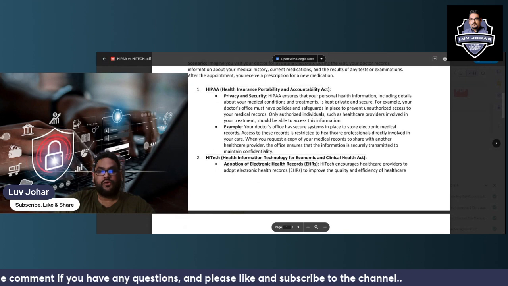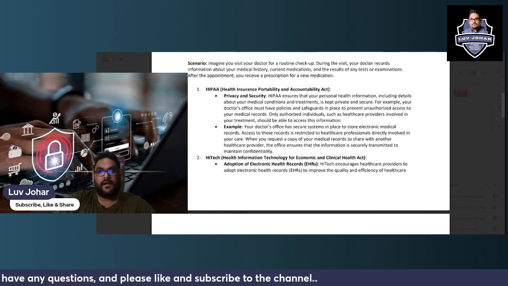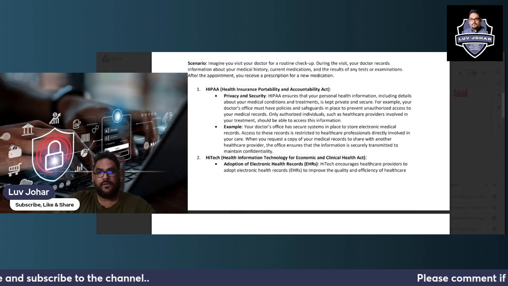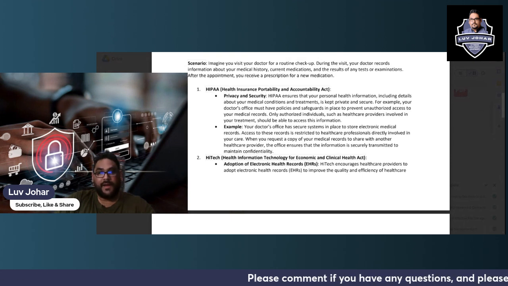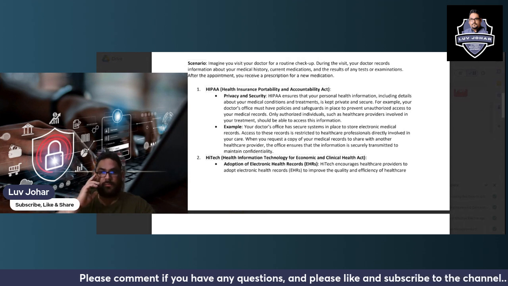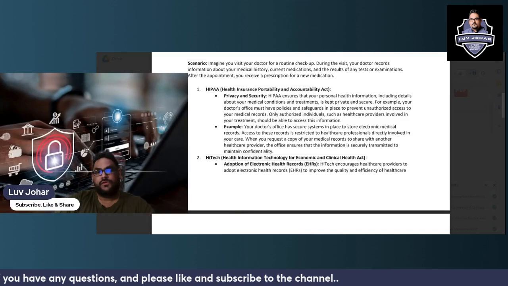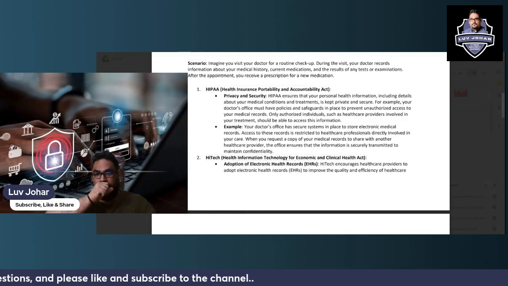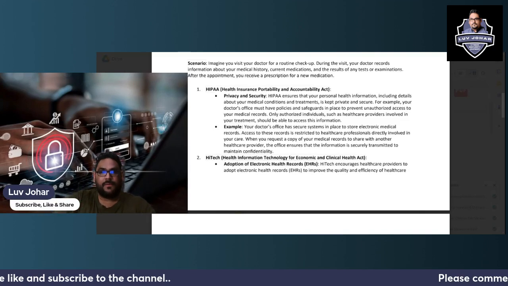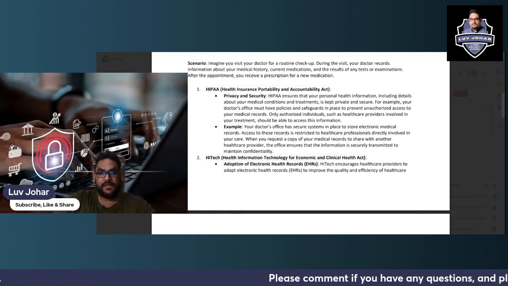Okay, so the privacy scenario is, imagine you visit your doctor for a routine checkup. During the visit, your doctor records information about your medical history, your current medications, and the results of any tests or examinations. After the appointment, you receive a prescription for a new medication. Okay, so HIPAA ensures that your personal health information, including details about your medical conditions, is kept private and secure.